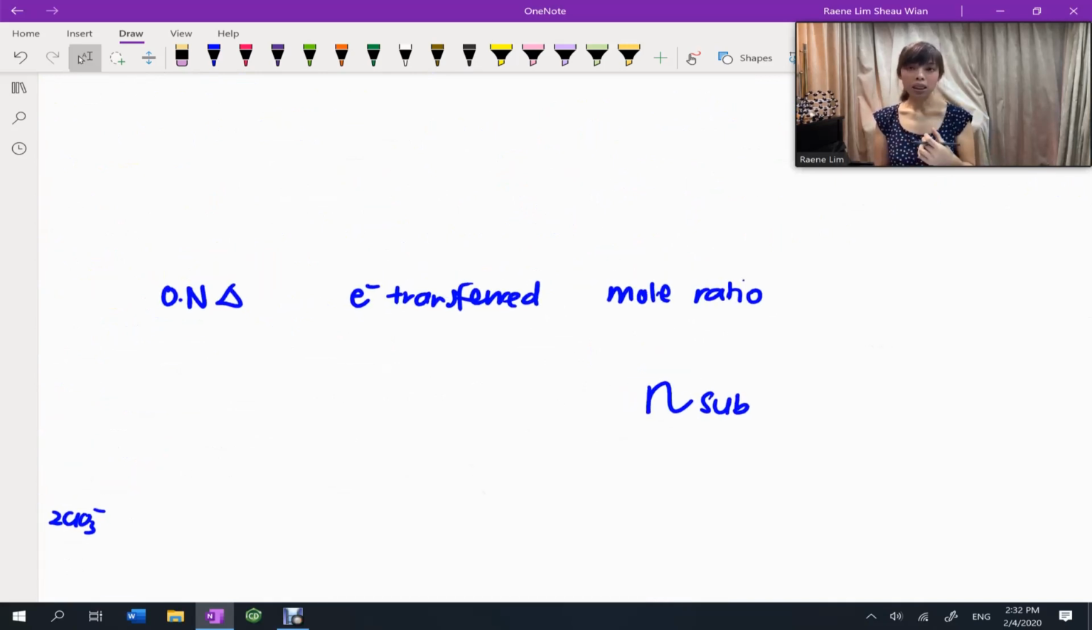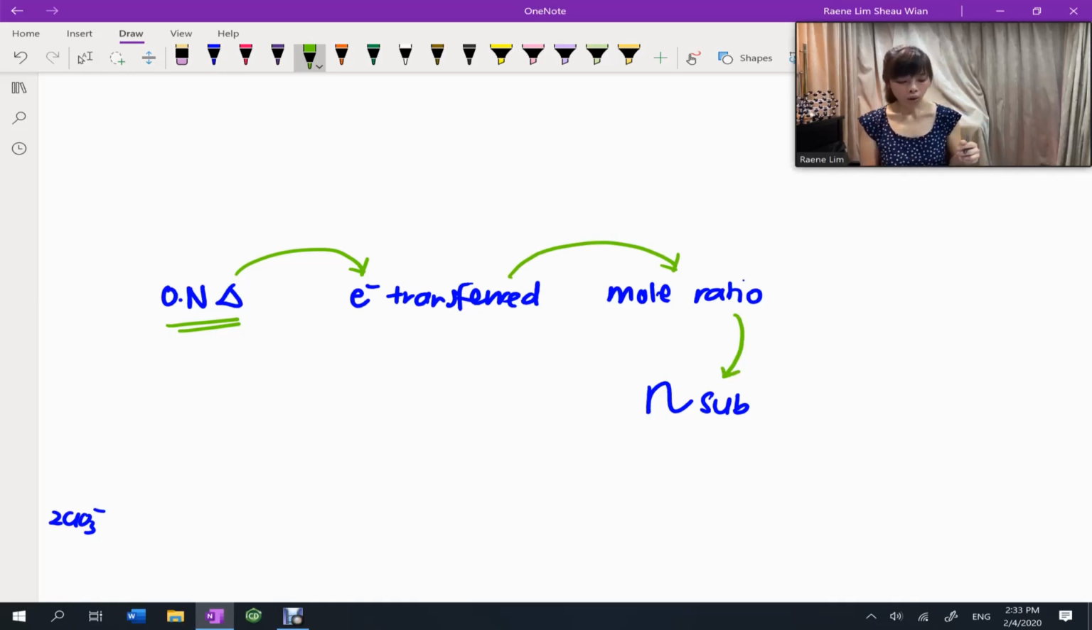Now, in balancing your redox equation, what we did was first, we calculate the oxidation number change per chlorine atom. Once we calculate the oxidation number change, we get the total number of electrons transferred, and from there we get the mole ratio, right? And from the mole ratio we can calculate the amount, right? Now how does your calculating of the unknown oxidation number work?